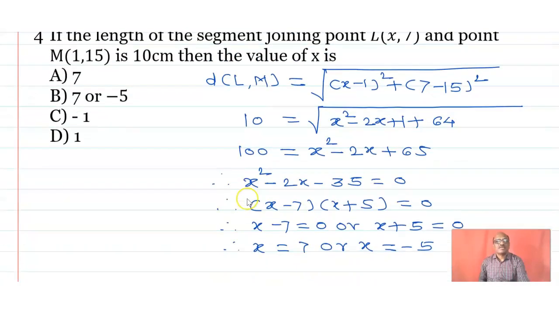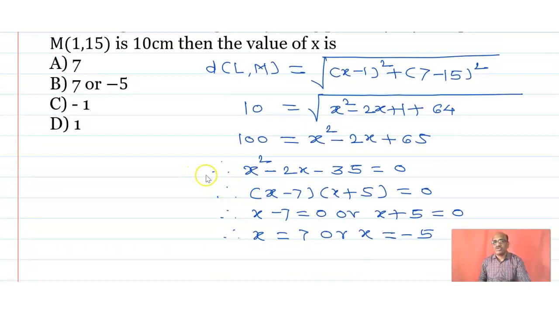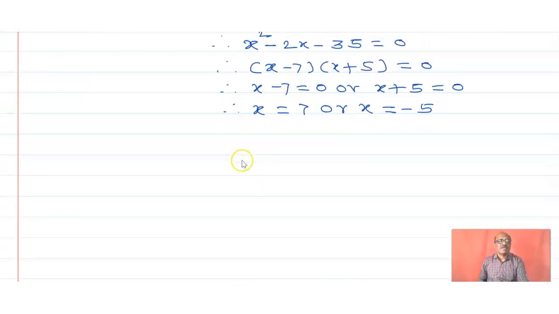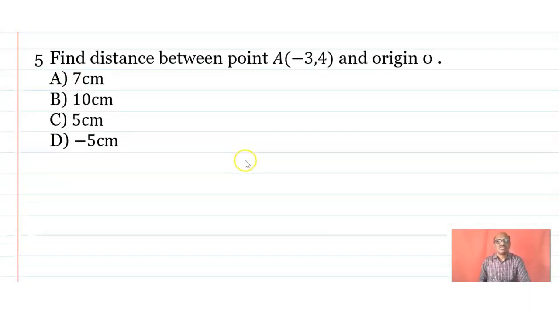मग इथे आपण बघणार की 7 or -5 means what? ऑप्शन बी हा कसा आहे या ठिकाणी करेक्ट आहे. नॉर्मल डिस्टन्स फॉर्म्युला इथे देखील अप्लाय केलेला आहे. नेक्स्ट क्वेश्चन.